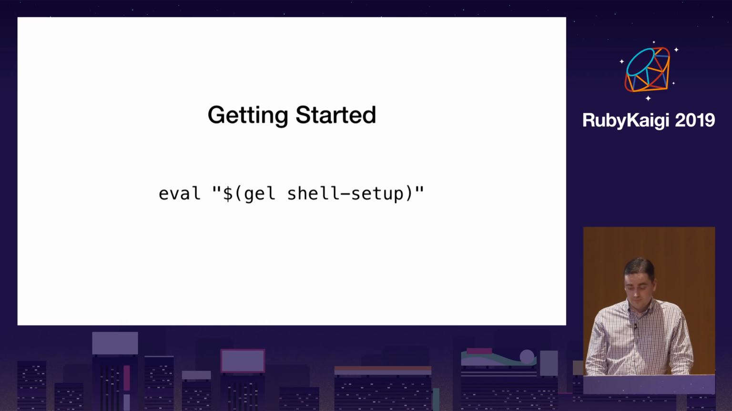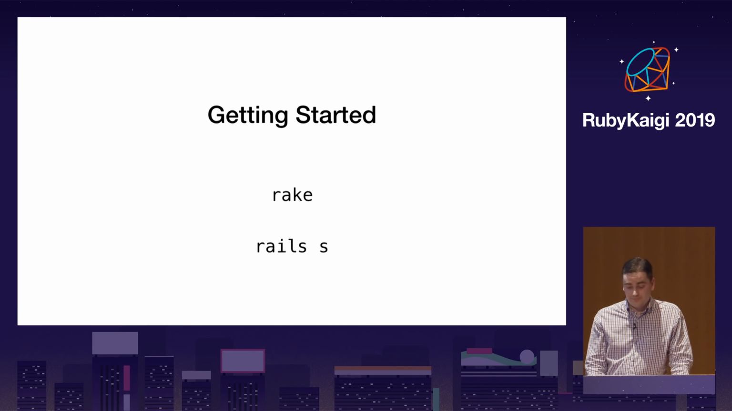To fully adopt gel, I recommend adding this to your bash RC. Either way, once it's activated, you're ready to gel install in your project. After that, you can just run Rake or Rails, and they should just work.